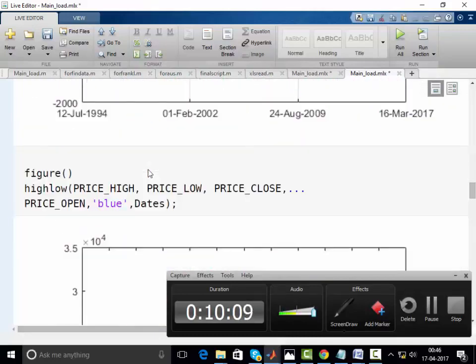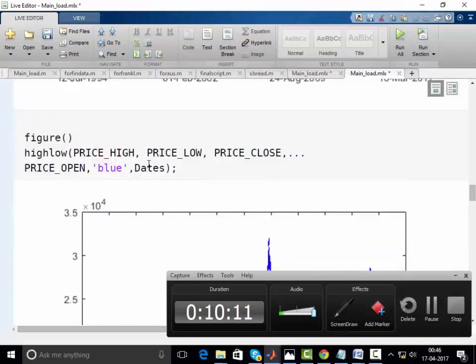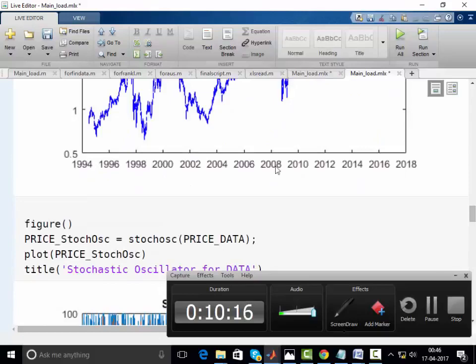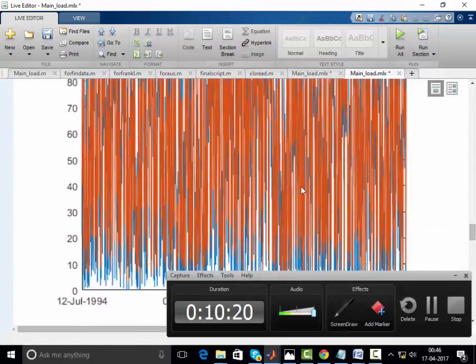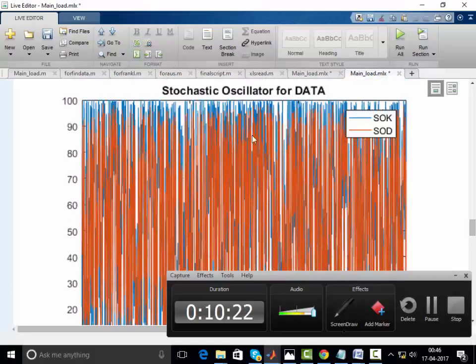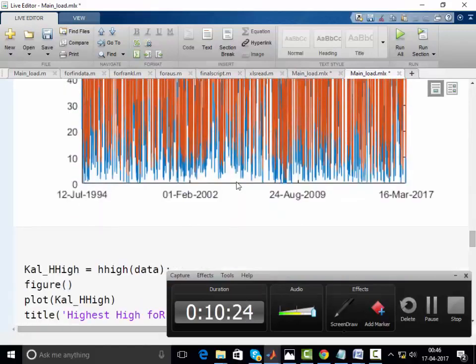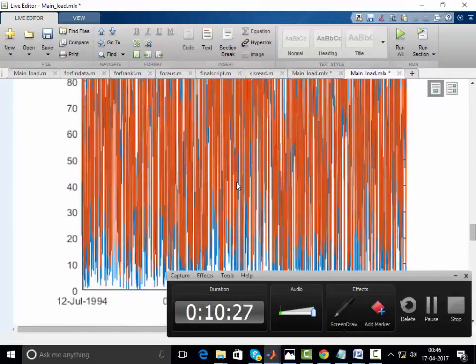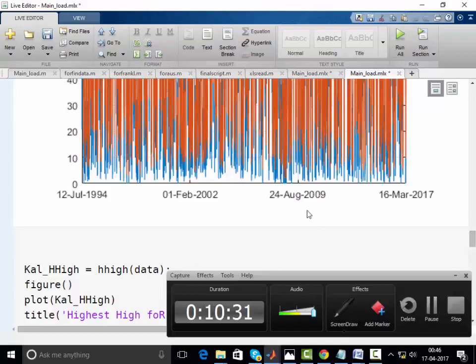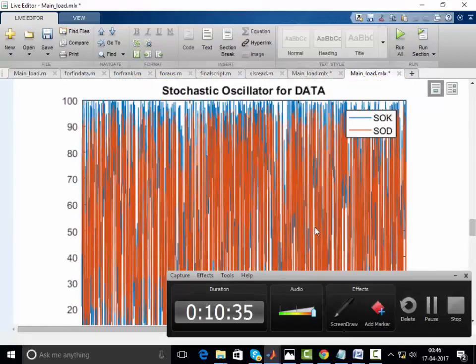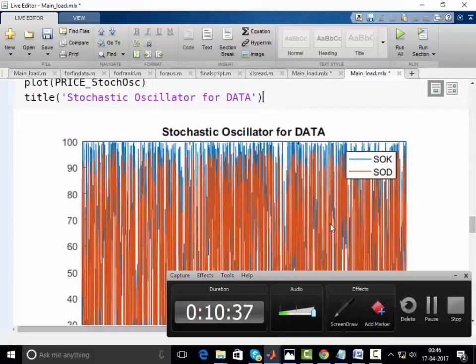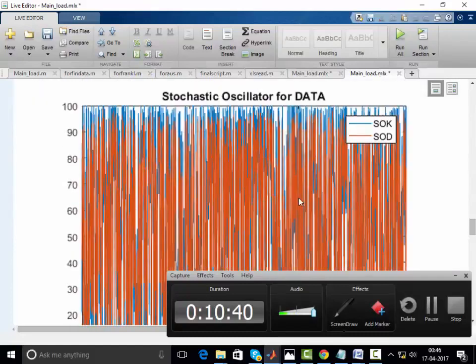Okay, so these are the data types. You can also see the stochastic oscillator behavior of the data, although it is not very effective to analyze the data, or to hold the stocks, and when to sell them out. But yeah, if you really want to invest for a very short period of time, you can do the investment with the help of the stochastic oscillator.